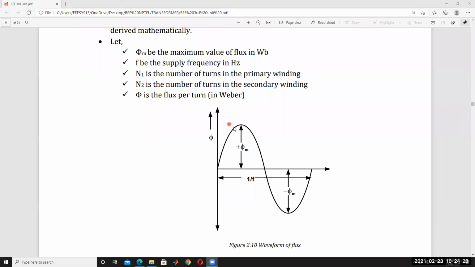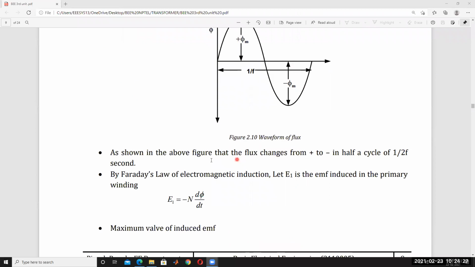It's clear. This is called the maximum value of the flux. This is called the negative side. So as shown in the above figure, the flux changes from minus to plus to minus in half cycle of 1 by 2f seconds.